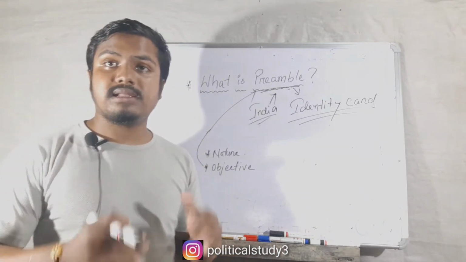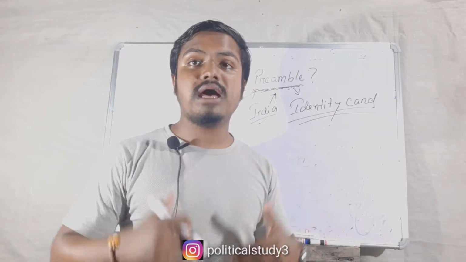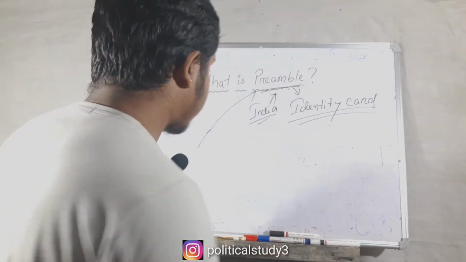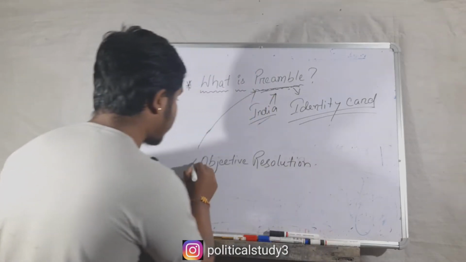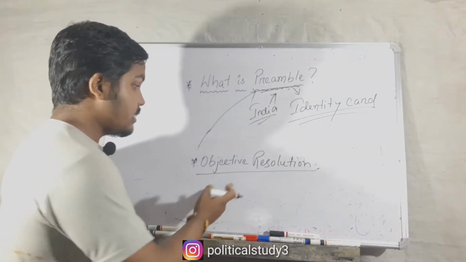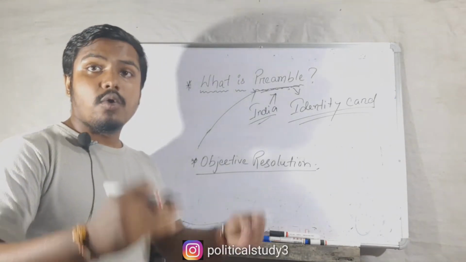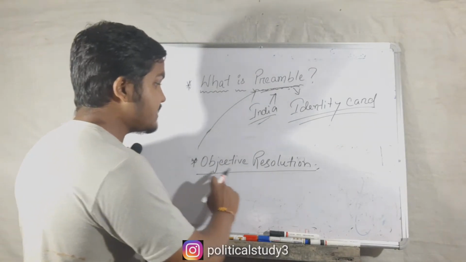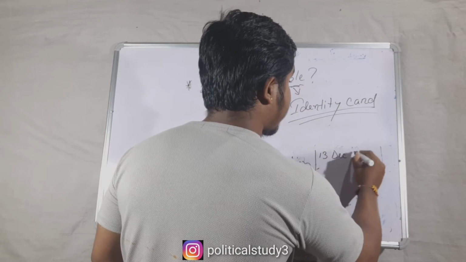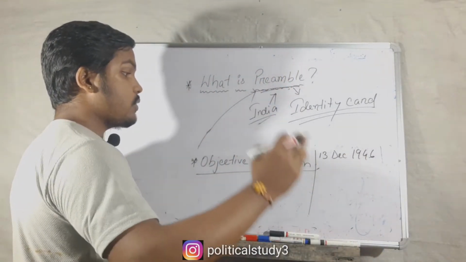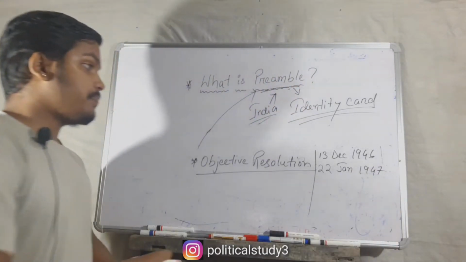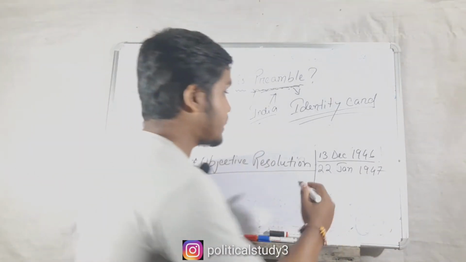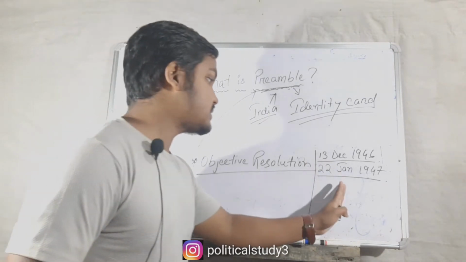Now see, the preamble of our Indian Constitution is based on the objective resolution. Now you may get confused about what this objective resolution is. See, the objective resolution was drafted by Pandit Jawaharlal Nehru, the first Prime Minister of India, on 13 December 1946, and it was accepted by the Constituent Assembly on 22 January 1947. So please remember this date because it is important.